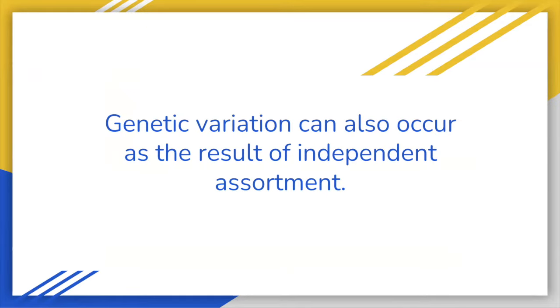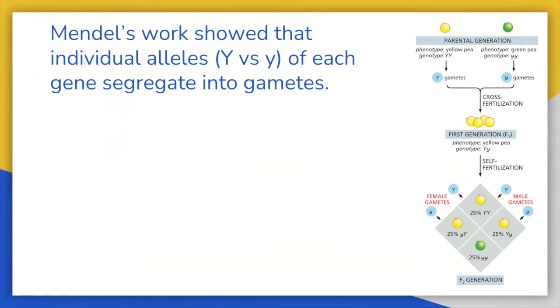Genetic variation can also occur as the result of independent assortment. Independent assortment was originally written about by Gregor Mendel working in peas. But Mendel only had phenotypes to work with. If Mendel is looking in peas and we see one gene, in this case, it's a gene that codes for color. And in this case, we have two parents, one that has dominant Y genotypes and one that has the recessive y genotype.